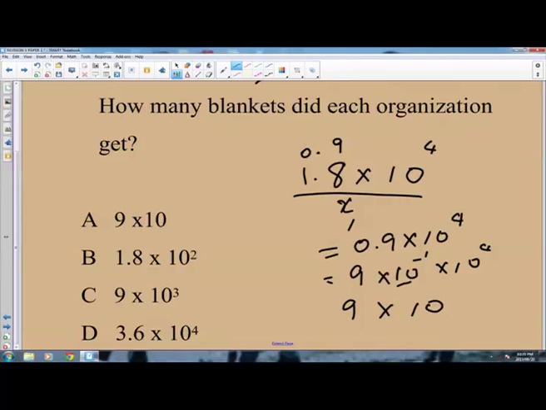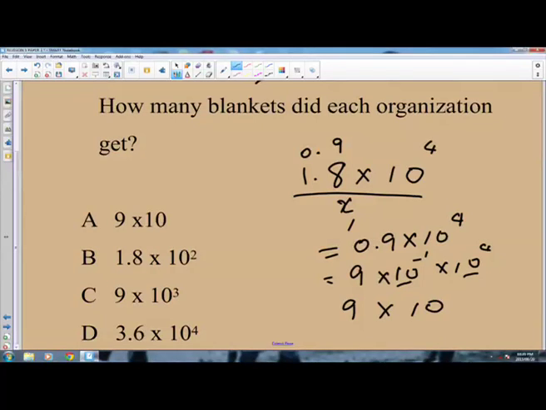So the 10 here and the 10 here, these are the same bases. So we can add the powers because the law says when the bases are the same, you add the powers. So this will be 9 times 10 to the power negative 1 plus 4. And then what is 9 times 10 to the power negative 1 plus 4? This will be 9 times 10 to the power 3. So this is the answer.